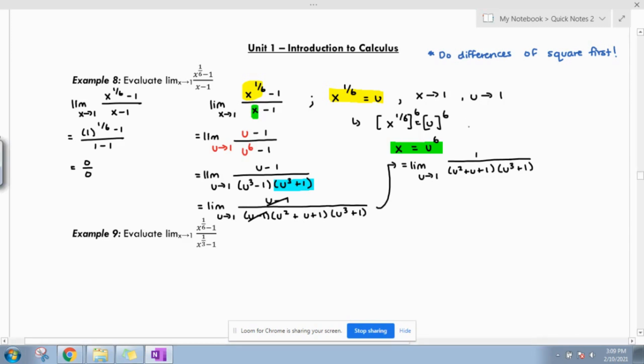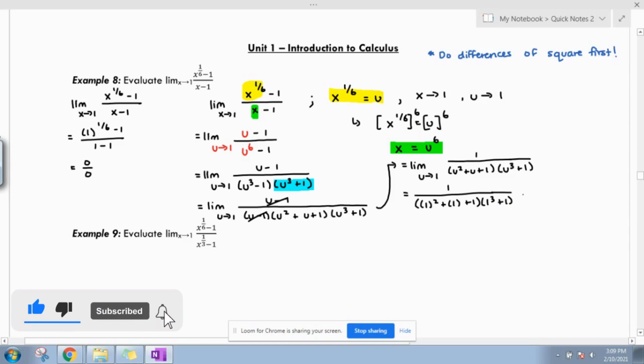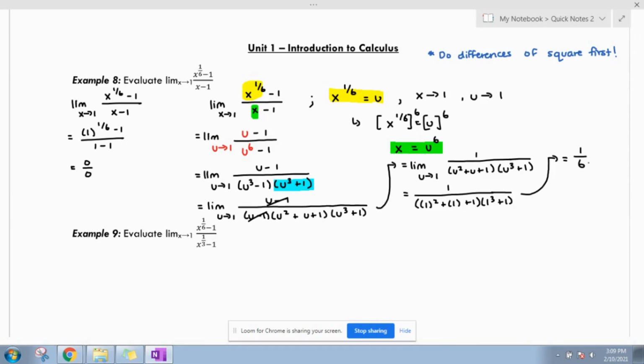So I'm going to do exactly that now. So that's going to give me 1 over 1 squared plus 1, all in brackets, times 1 cubed plus 1. If you simplify this, you're going to end up getting 1 over 6. So the limit as x approaches 1 for x to the exponent 1/6 minus 1 all over x minus 1 is equal to 1/6. But we had to do a change of variable here because we didn't want to work with those fractional exponents.